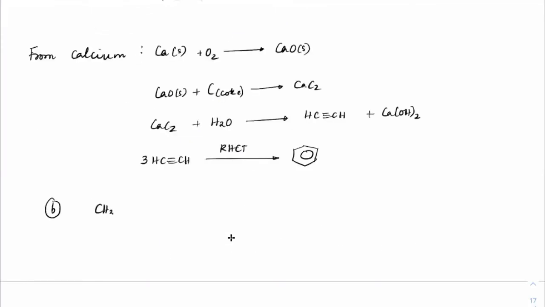In case you have CH3C triple bond CH and we treat it with RHCT, then the product formed would be the same benzene but with 3 methyl groups present on it. What do we call this molecule? Mesitylene. So we get mesitylene formation.